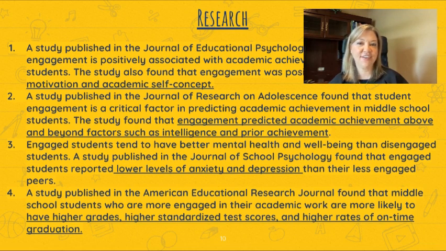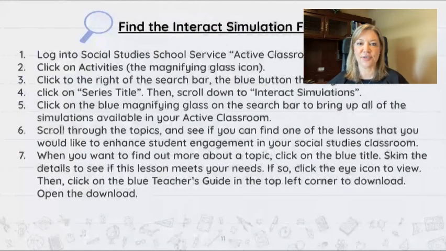I know it's tough because they're all great, but I know that I love the one that says that the engagement predicted academic achievement above and beyond factors such as intelligence or prior achievement. So some of our struggling learners can be brought up to their highest ability just by getting them actively engaged in the classroom. So there we have the research to support what we're going to be learning today.